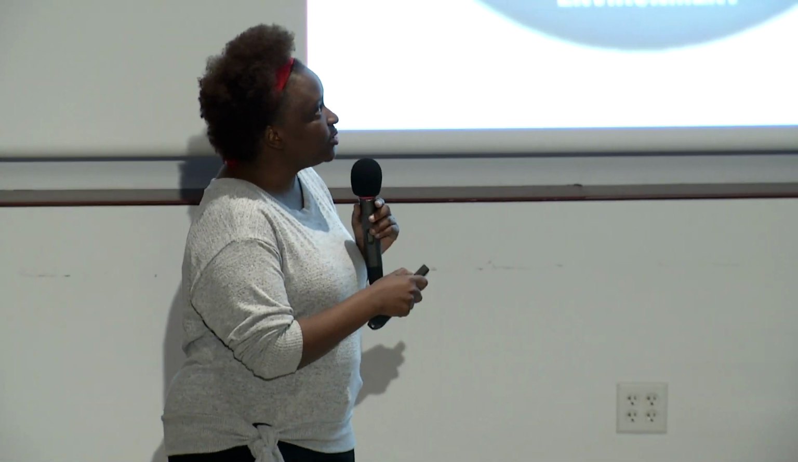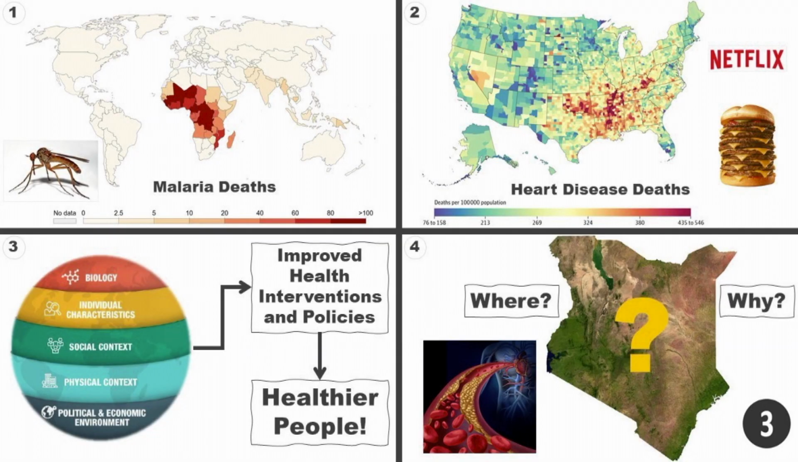Let's move a little bit closer to home. You know this map. This is a US map, and the red colors there represent the high number of people that died from heart disease. It's obvious that a lot of that is happening in the South. But we know what the biological causes of heart disease are, right? That delicious looking burger, maybe a little bit too much Netflix, not enough gym.